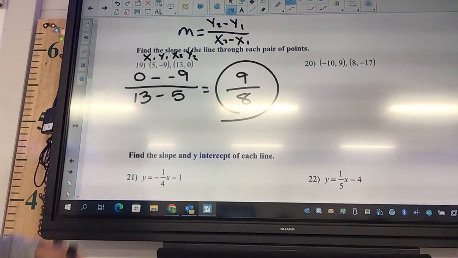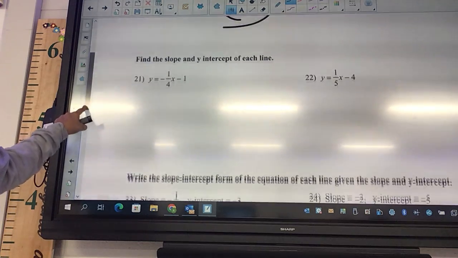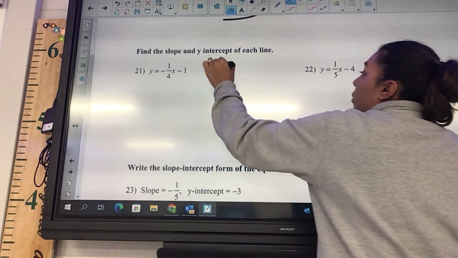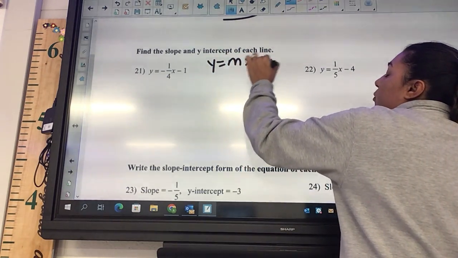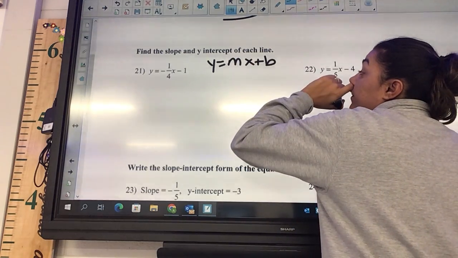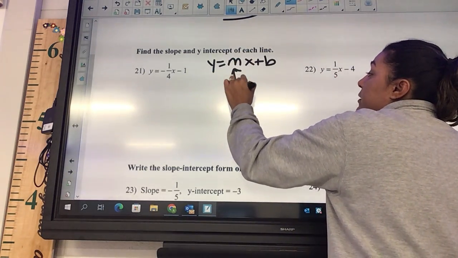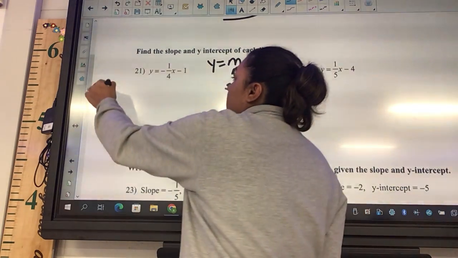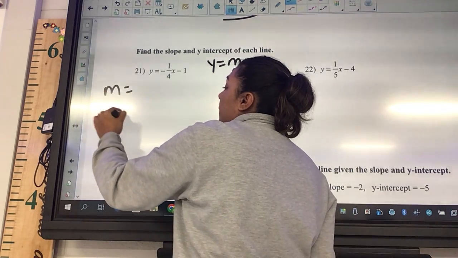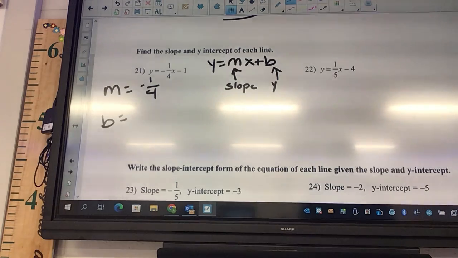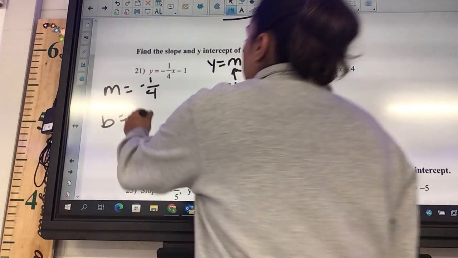Find the slope and the y-intercept of the line. Which one of these is the slope? It goes y equals mx plus b. Which one is the slope? M or b? M. Whatever's in this spot is the slope, and whatever's in this spot is the y-intercept. So in this case, our slope is negative 1 over 4. Do not put the x. And then the b? Negative 1.